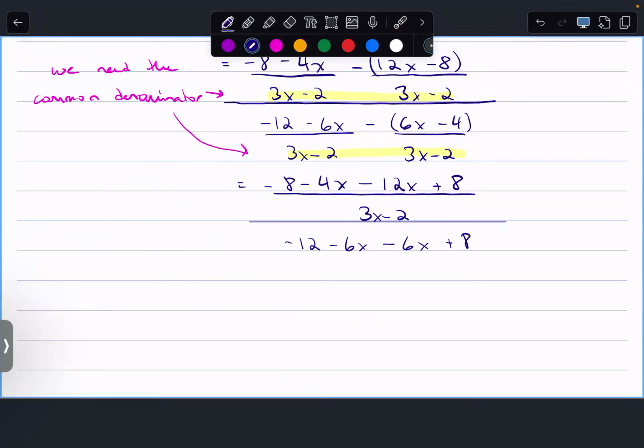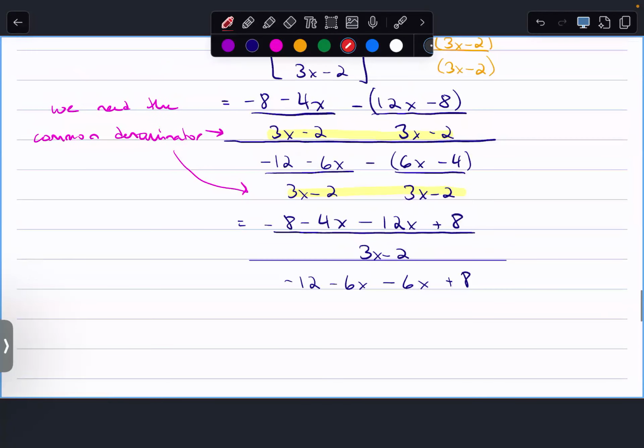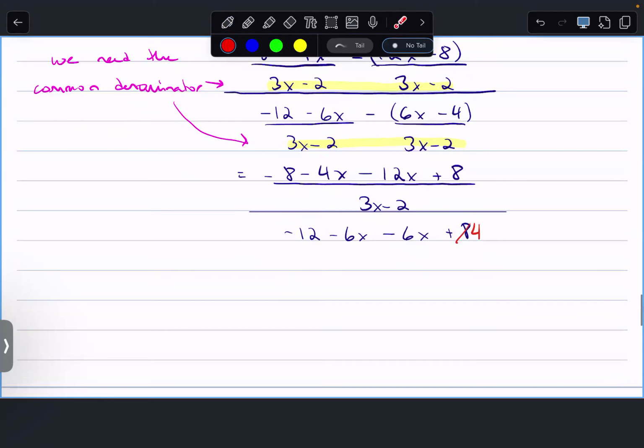That's what I get for making up a function. -12 minus 6x minus 6x. Oh, here at the very end. Going cross-eyed. There. Right? From here. Oof. It's a relief. Nice.